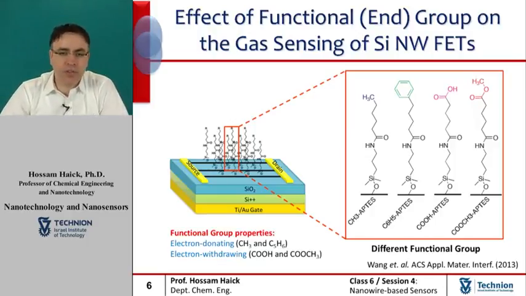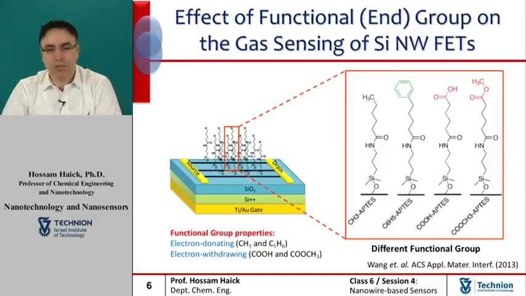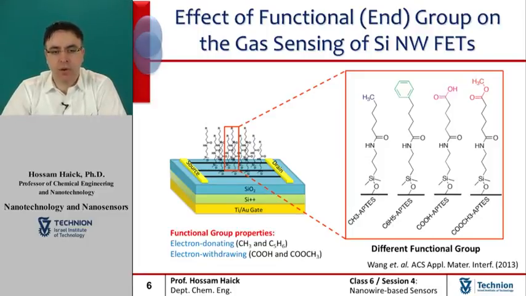With this in mind, researchers have tried to explore the effect of molecular layer functional groups on the sensing properties of the polar and non-polar VOCs. For this, silicon nanowire field effect transistors are modified with tailor-made molecular layers that have the same backbone but differ in their end groups. These functional groups can be divided into two main categories: electron donating groups, such as the monolayers with the methyl and the benzene end groups, and electron withdrawing groups, such as the monolayers with the carboxylic acid and the carbomethoxy groups that appear at the end of the monolayer.